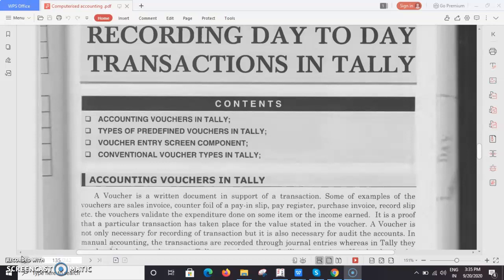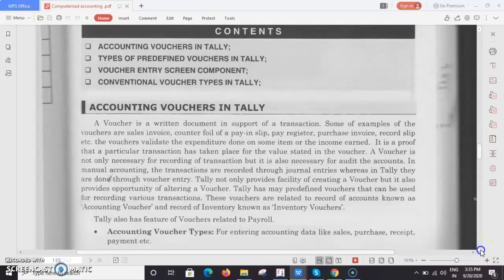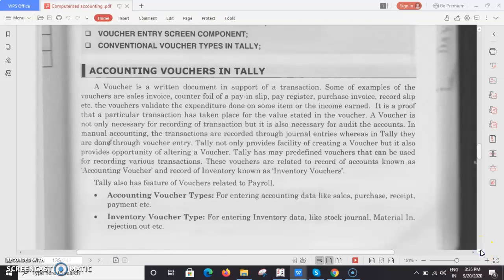So now in this video we are going to learn recording day-to-day transactions in Tally. So how to record the transactions in Tally. Before that we'll see a small introduction. So what is an accounting voucher in Tally?